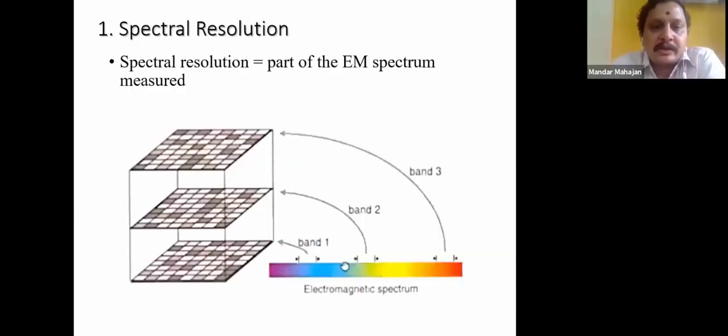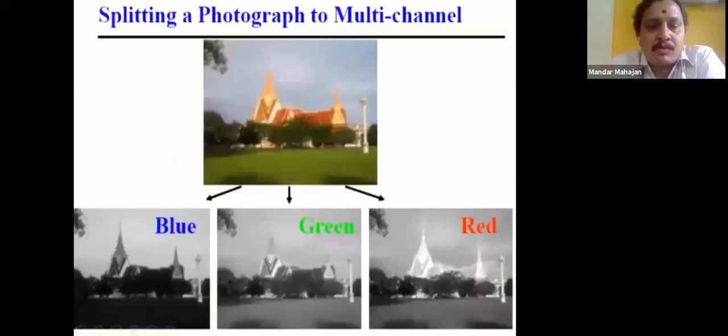Spectral resolution is the part of the electromagnetic spectrum which is measured. For example, when the picture is taken by the satellite, it captures the image in different wavelengths. Accordingly, we call it band 1, band 2, band 3. In order to understand it more clearly, let us try to understand the splitting of a photograph into multiple channels. You can see here, this is an image of a structure. Basically, it's a combination of 3 different color bands: blue, green, and red. In the red image, you can see it is more white as compared to the blue.